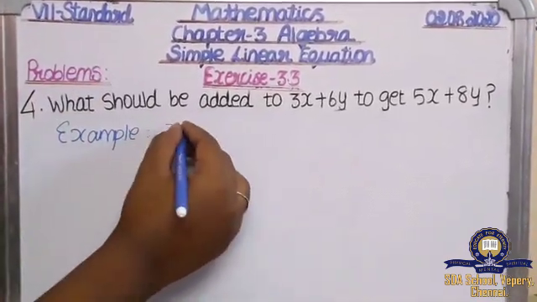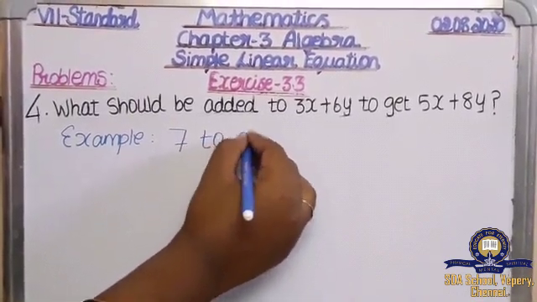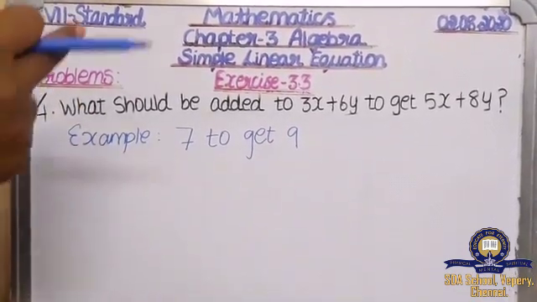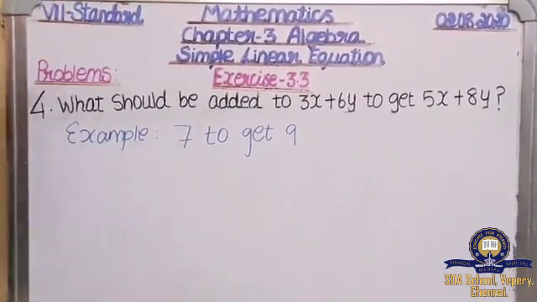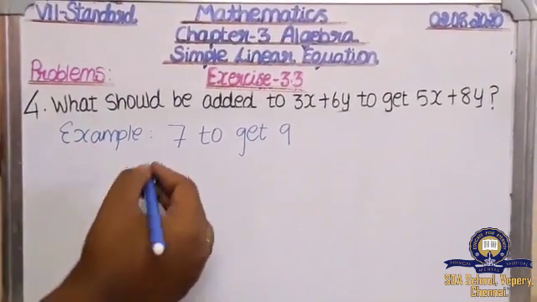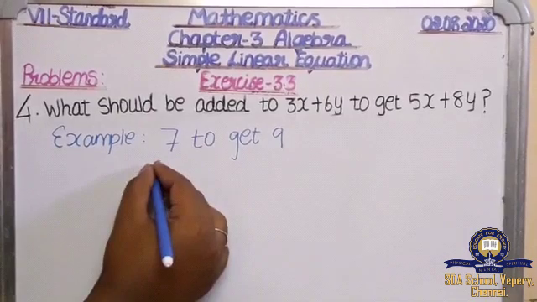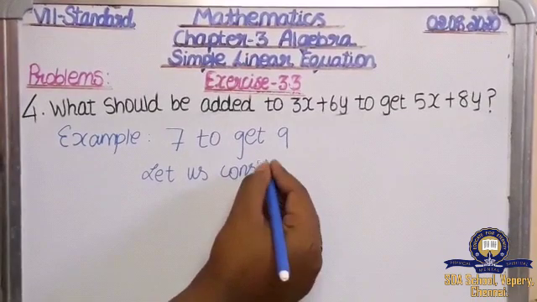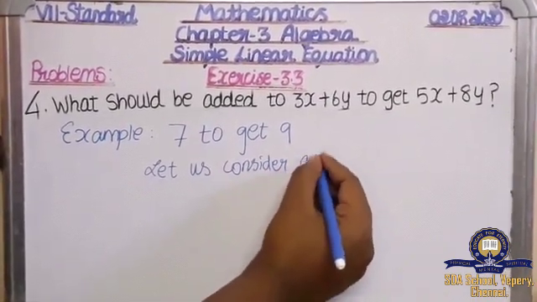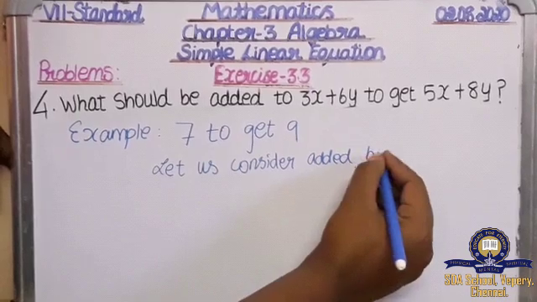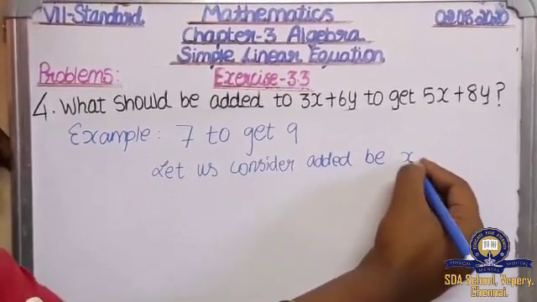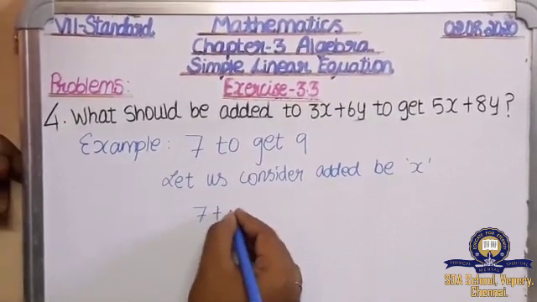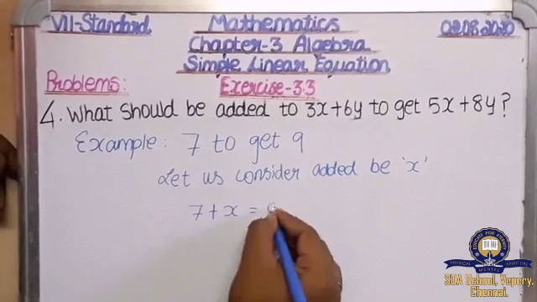What should be added to 7 to get 9? In this problem, something is added to 7 to get 9. So here, let us consider the added number to be x. So form the equation: 7 plus x is equal to 9.